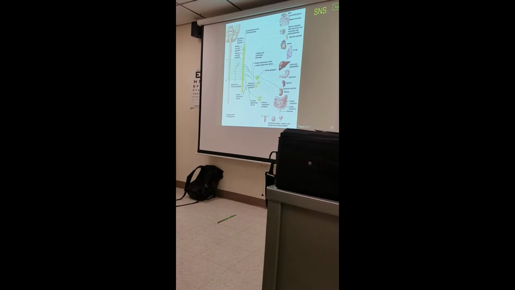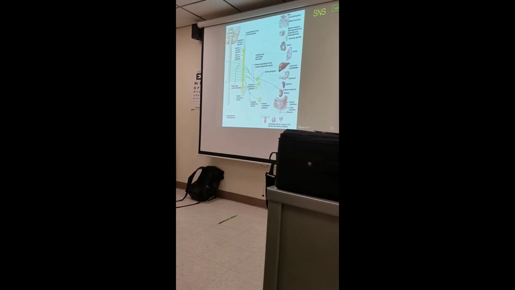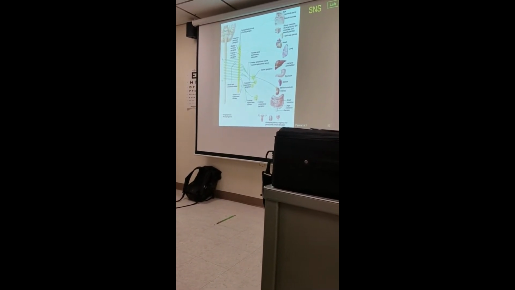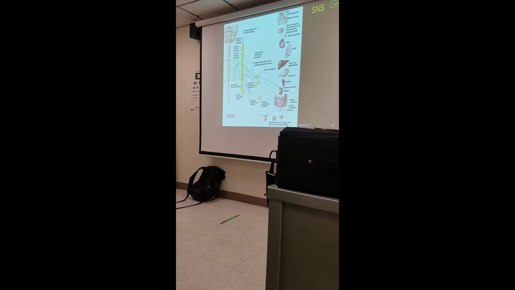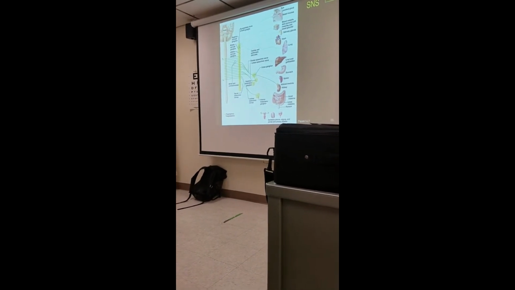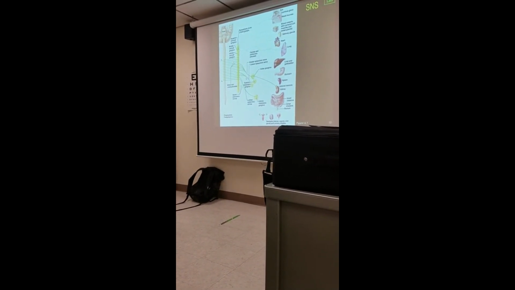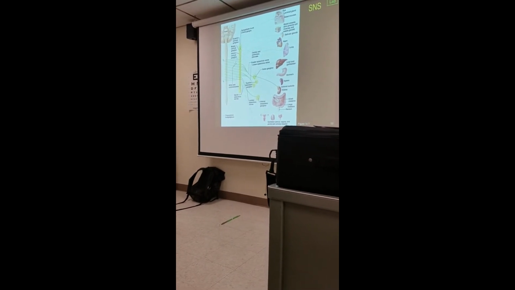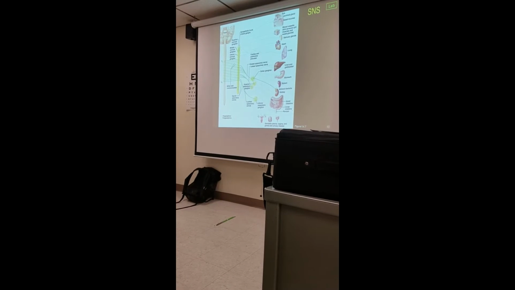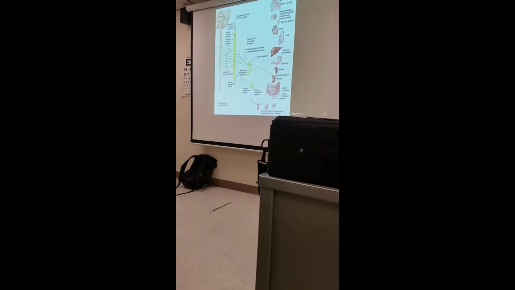So going back to where we left off, the sacral splanchnic nerves. These nerves are not like the greater and lesser splanchnic, or even the lumbar splanchnic. The difference is greater, lesser, lumbar splanchnic nerves carry preganglionic fibers. Sacral splanchnic nerves carry postganglionic fibers. That's the difference.